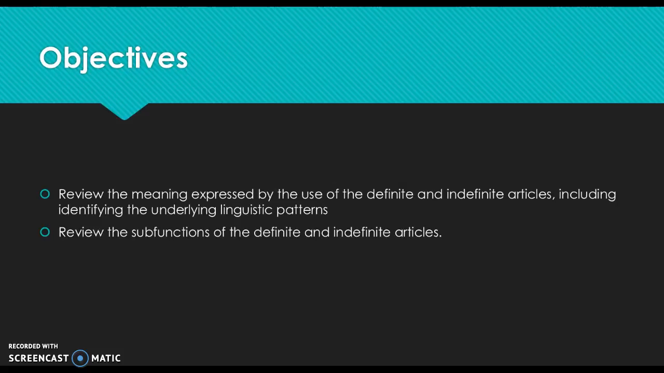In this screencast, we're going to look more closely at noun phrases by looking at the classifying and identifying work that articles do in an English noun phrase. Our learning objectives are to review the meaning expressed by the use of the definite and indefinite article in phrases and sentences, and discourse, including identifying the underlying linguistic patterns we may find. And we're going to do that by reviewing the subfunctions of the definite and indefinite article. We're doing that because the articles are the prototypical determiner in English. So it's good when we're learning a concept to look at the prototypical examples first before we stretch the concept a little bit.